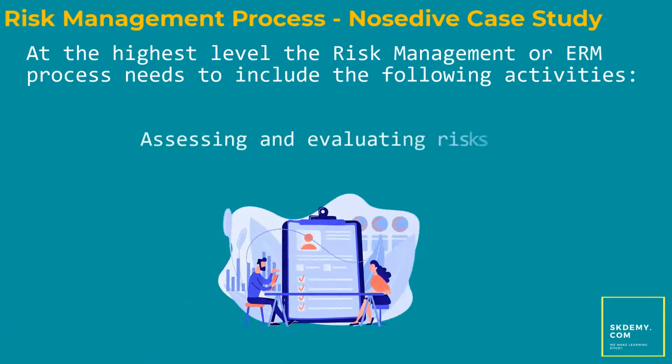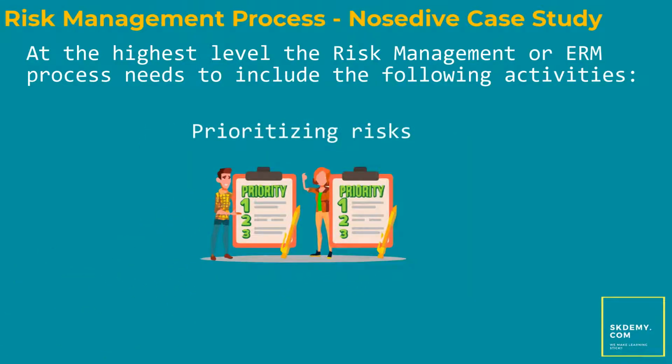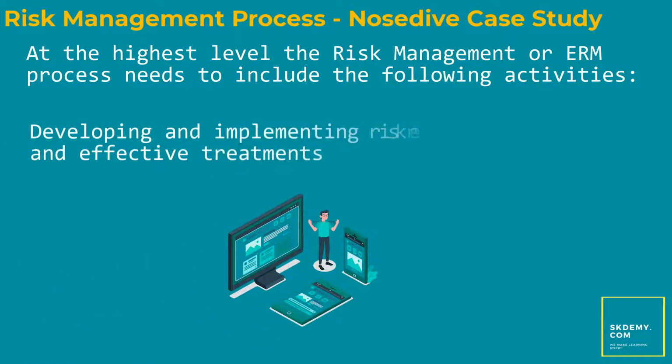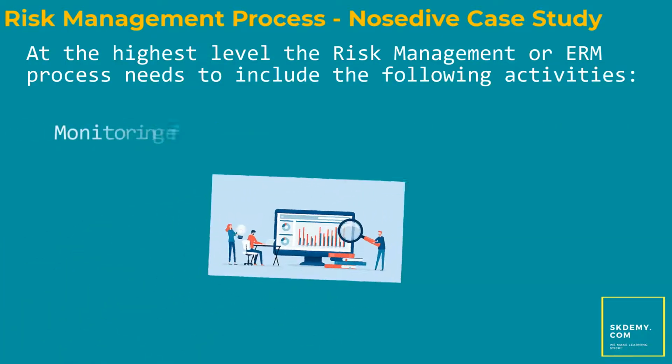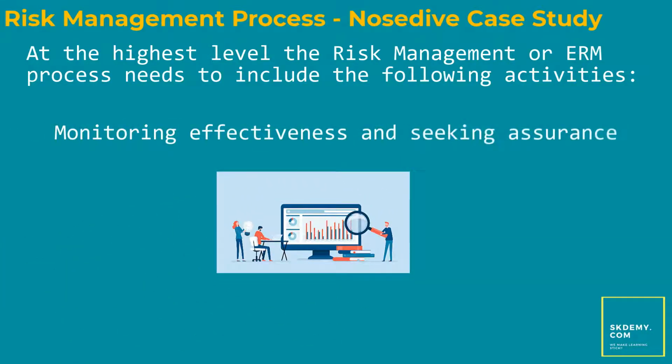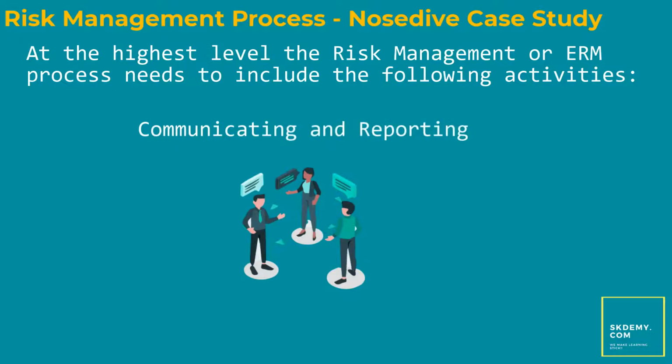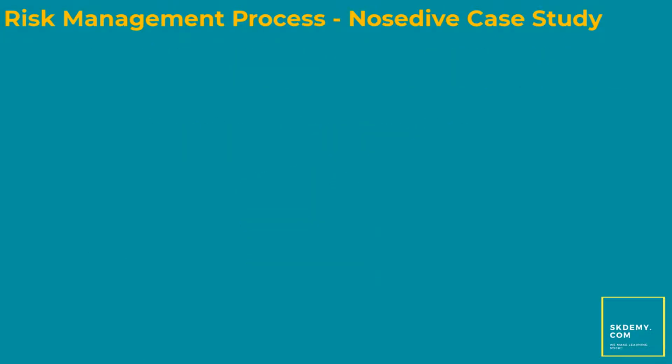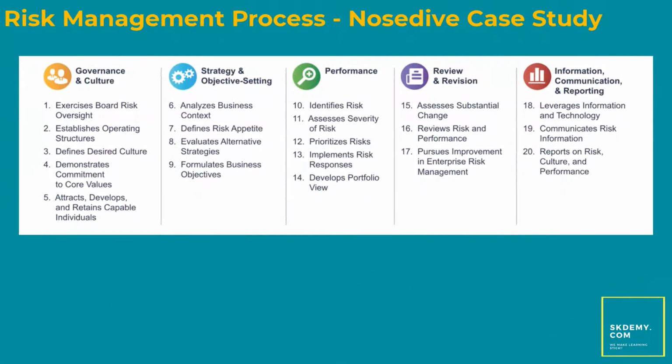assessing and evaluating those risks, including quantitative and qualitative analysis, prioritizing those risks, developing and implementing risk response strategy and effective treatments, monitoring effectiveness and seeking assurance, and communicating and reporting. As mentioned before, to understand most of the key elements of the above process, we will follow the guidance provided in COSO ERM and especially Component 3, covering principles 10 to 14 loosely.